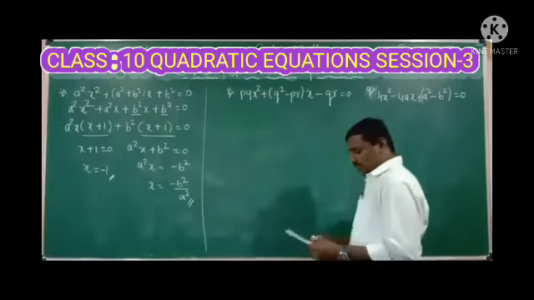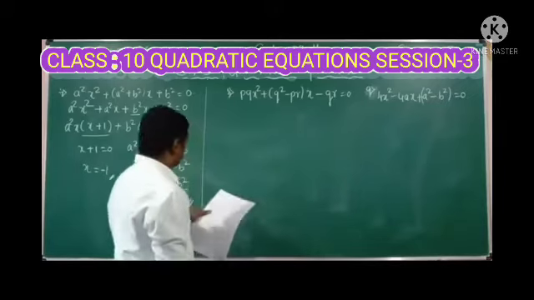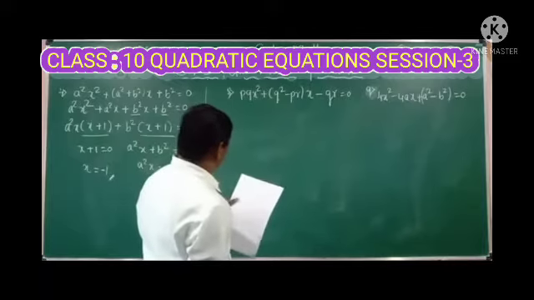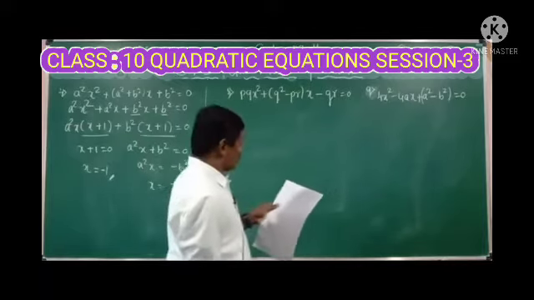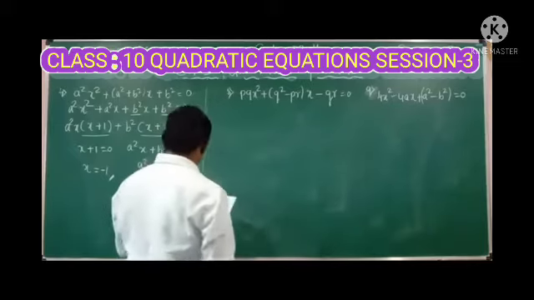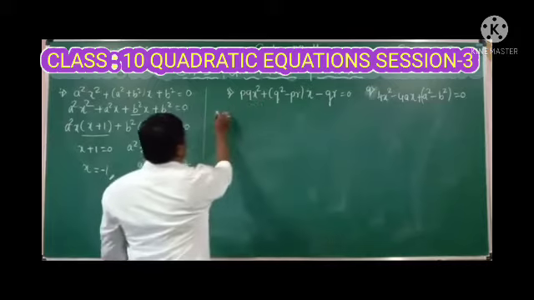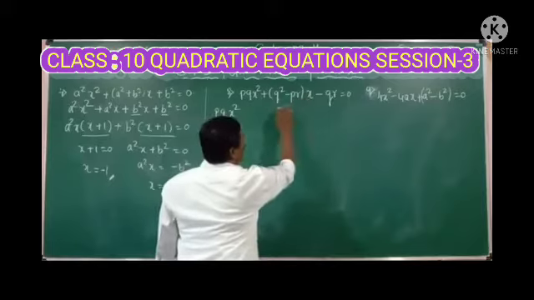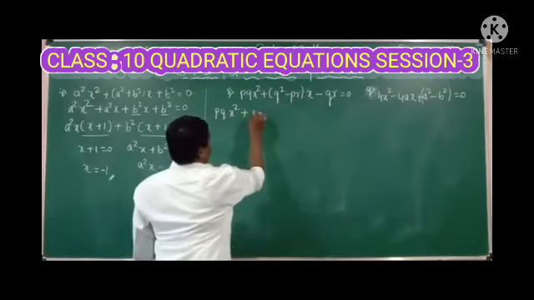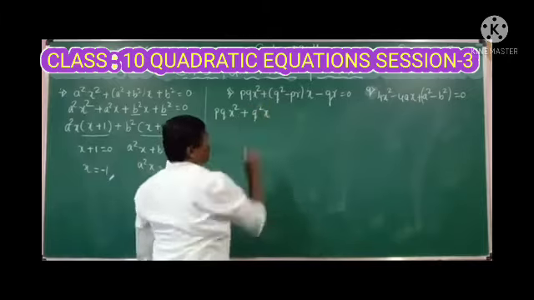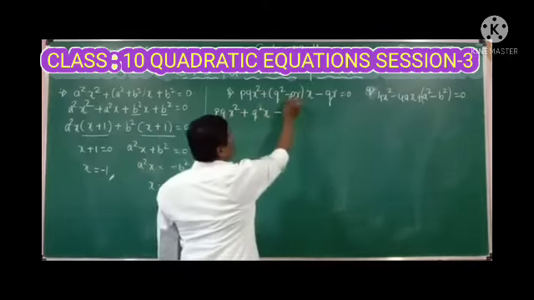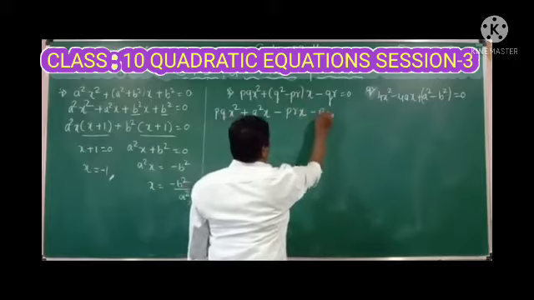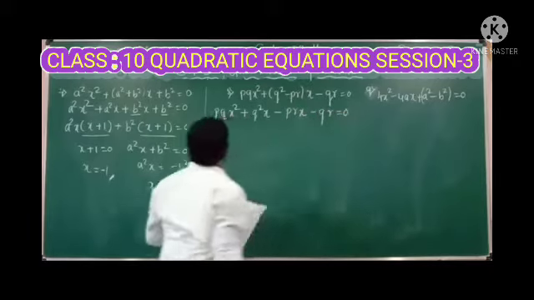Okay, next, see the 8th question. What is that given question? pq x square plus q square minus pr into x minus qr is equal to 0. Okay, so first write the first term as it is, pq x square. Now multiply this x to the whole term, plus x into q square, q square x, minus px into pr into x, prx, minus qr is equal to 0.